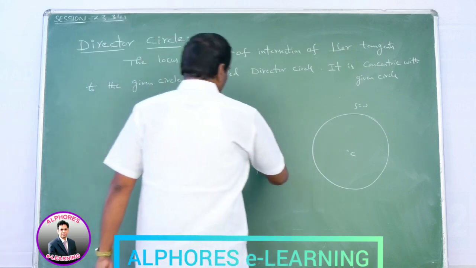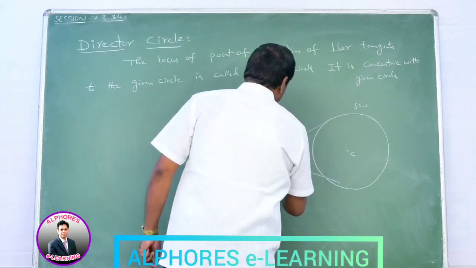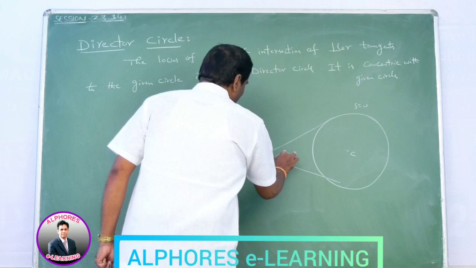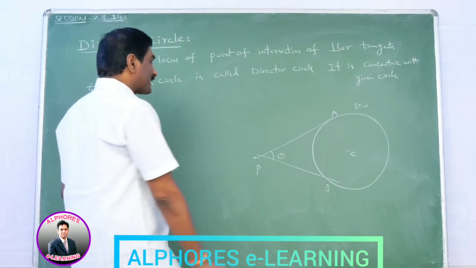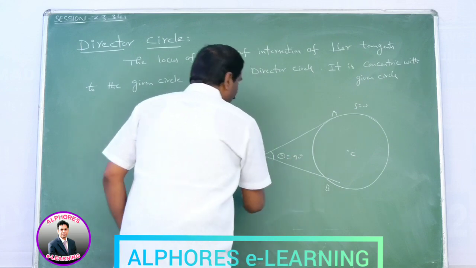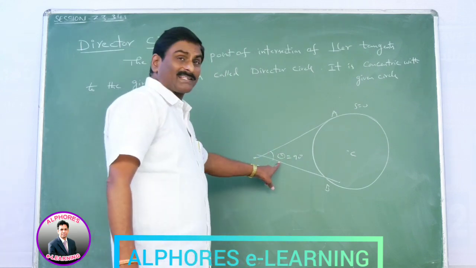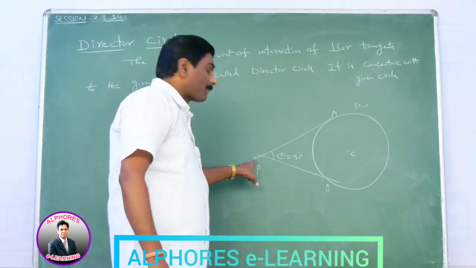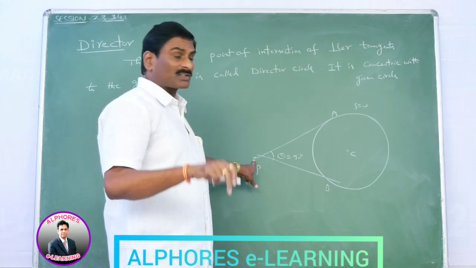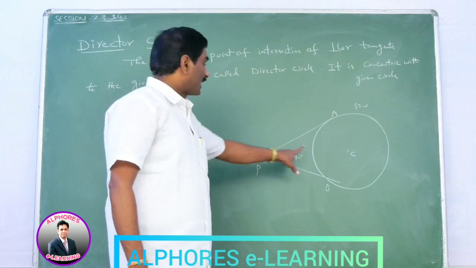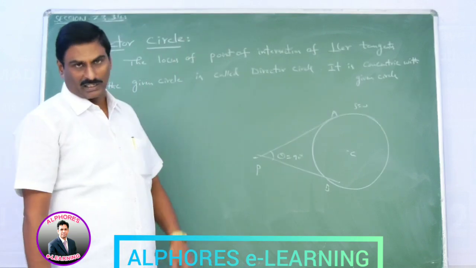Then we can draw two tangents from P to this circle. The angle between these two tangents is theta. If this theta is equal to 90 degrees, then the locus of P is said to be a director circle. The locus of the point of intersection of perpendicular tangents to the given circle is said to be a director circle.